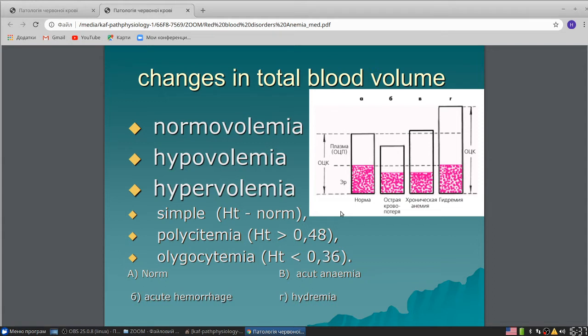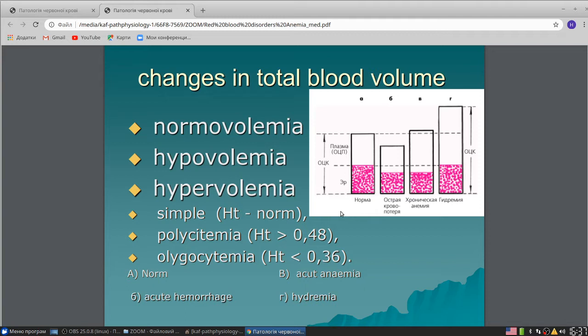All volume disorders can be subdivided into 3 types: normovolemia, hypervolemia and hypovolemia. Normovolemia is a simple proportion of hematocrit level, which is the plasma to cellular component. Level of plasma should range from 48-62% and cellular part 36-52% of blood volume. We have three types of hypovolemia: simple, oligocytemic and polycytemic.